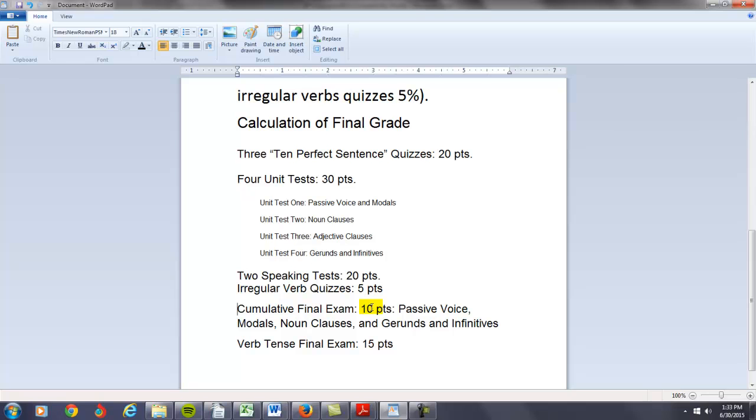The cumulative final exam is worth 10 points, and the final exam covers the content around passive voice, modals, noun clauses, and gerunds and infinitives. And what I would do here is to make it what I call a hybrid. Create what's called a hybrid final exam. Part of the exam maybe is multiple choice, maybe 30 questions, and then the other 10 or 12 questions has to do with writing, maybe combining sentences and such, and then you can make the final exam here 10 points. And then the verb tense final exam, you can make this 10 or 15 points.